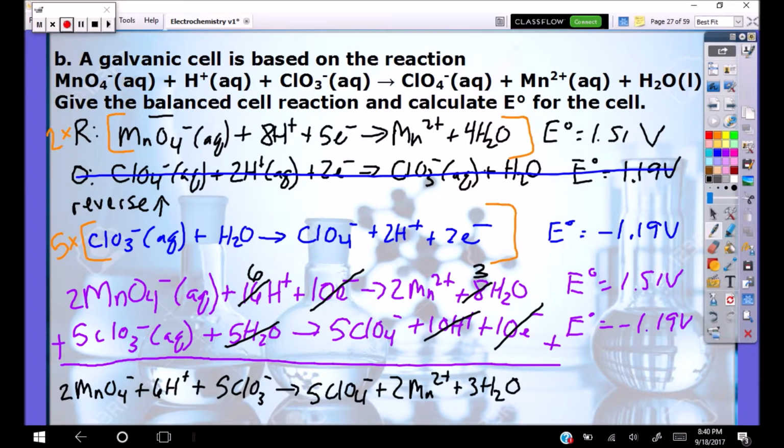That's our balanced reaction. And then we can add our cell potentials together. When we add our cell potentials together, we get an E value of 0.32 volts. This is also a spontaneous reaction.